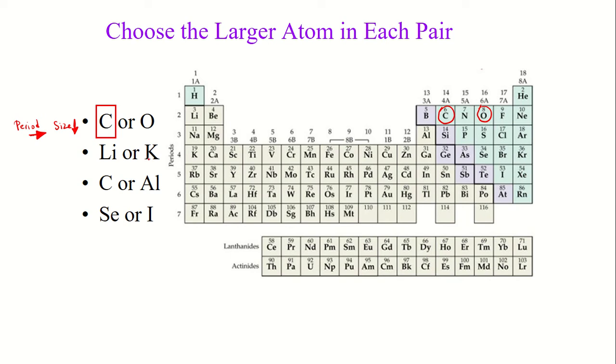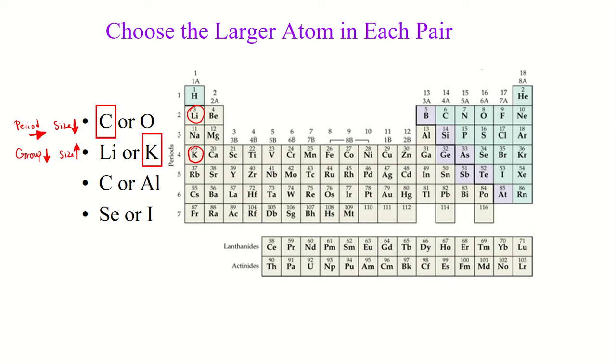How about lithium and potassium? Let me focus on these two elements. They are placed in one group. So when we move down the group, size increases because the shell number increases. Potassium has 4 shells, lithium has 2. More shells means larger size.